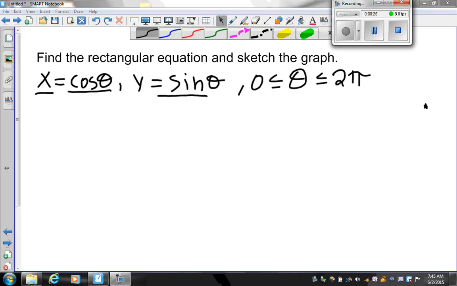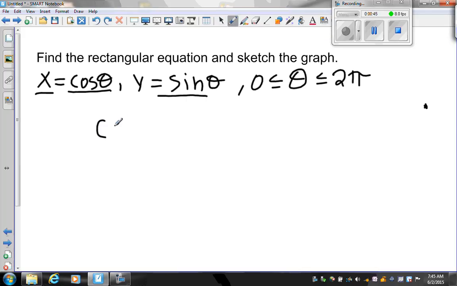When we try to find the rectangular equation, we will usually employ the eliminating the parameter technique, and in this case we have to use a little bit of creativity. So rather than try to solve one of these equations for the parameter, which is theta in this case, we use our further knowledge of trigonometric functions. We have that the cosine of theta squared plus the sine of theta squared is equal to 1.